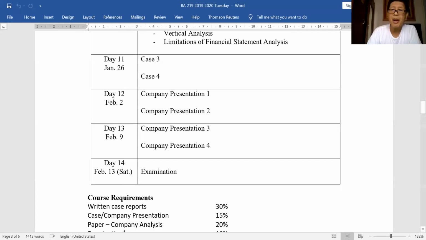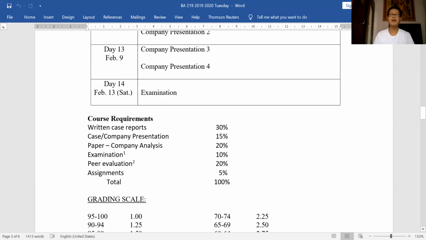All right. Now, how am I going to mark you for this particular course? This is the breakdown of your grade. The written case report is 30%. So that means if there are 4 cases, you're going to write 3. And then the company presentation or case presentation will be 15%. Each group will present. The first 4 groups, groups 1 to 4, will do the case presentations. Groups 5 to 8 will do the company presentation. So everybody is given an opportunity to present.